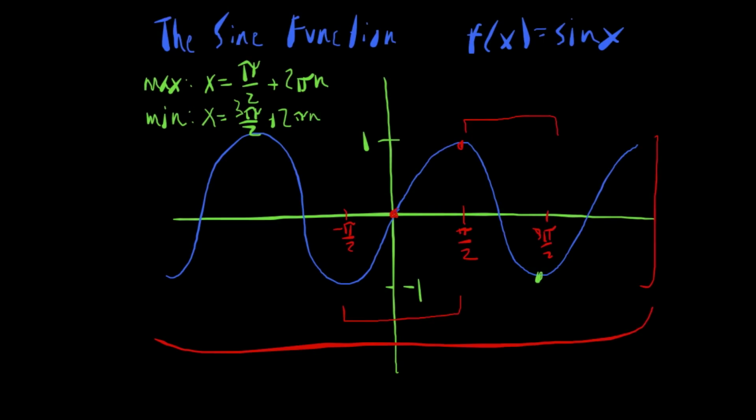It is continuous, and it is also odd. It is periodic, and it is bounded above and below. The end behavior oscillates between negative 1 and 1. That is the sine function.